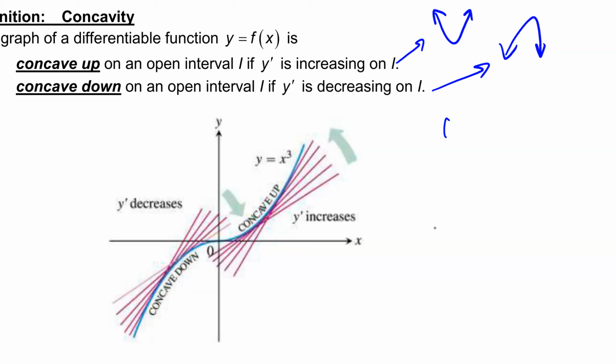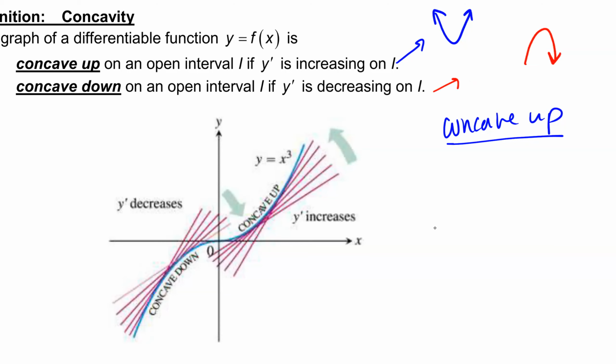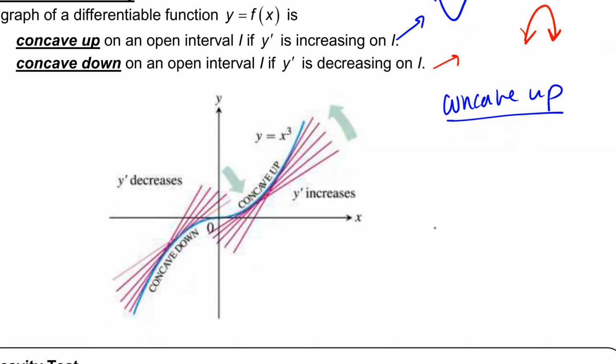So there's two ways you can be concave up. Let me change this color to be red. That way you can tell the difference. So you can be like this one. When you're going down, your derivative is always increasing because it goes from a big negative number to a smaller negative number. So the derivative is increasing.